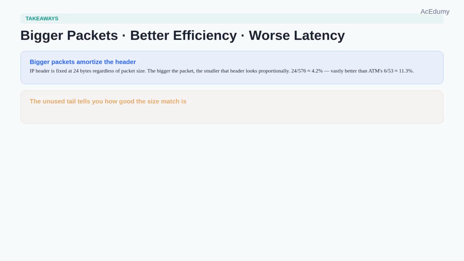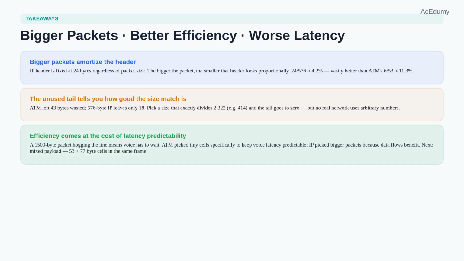3 takeaways from this exercise. 1. Bigger packets are more efficient at the cost of latency predictability. IP packets up to 1500 bytes can flow through this same frame, pushing efficiency even higher. But a single big packet hugging the line means a voice call has to wait its turn. ATM chose small fixed cells specifically to keep voice latency low. IP chose variable larger packets specifically because data flows benefit from amortizing the header.